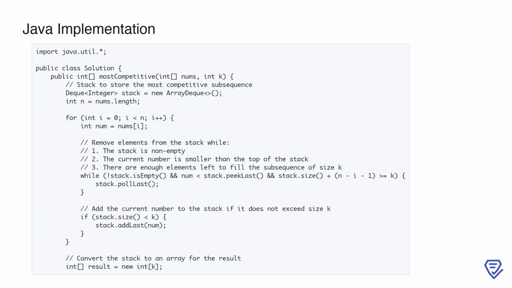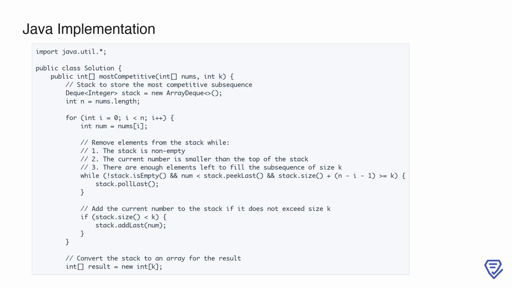Here, we begin by importing the necessary libraries and defining our solution class. The main method, mostCompetitive, takes two inputs, an array of integers nums and an integer k, which represents the size of the most competitive subsequence we need to find. To help us efficiently manage the subsequence, we use a stack implemented as a deque. The loop iterates through each element in the nums array.